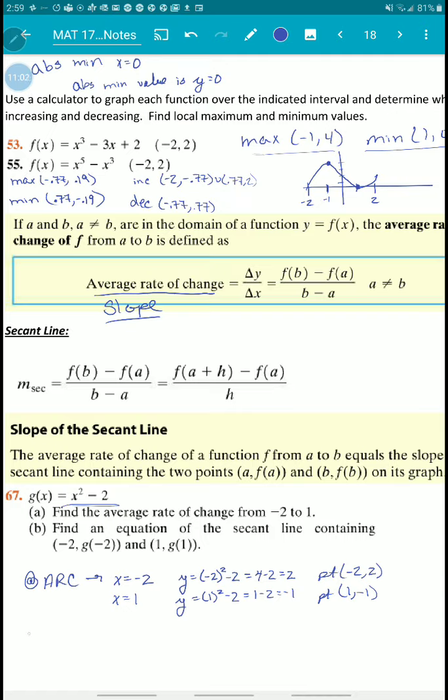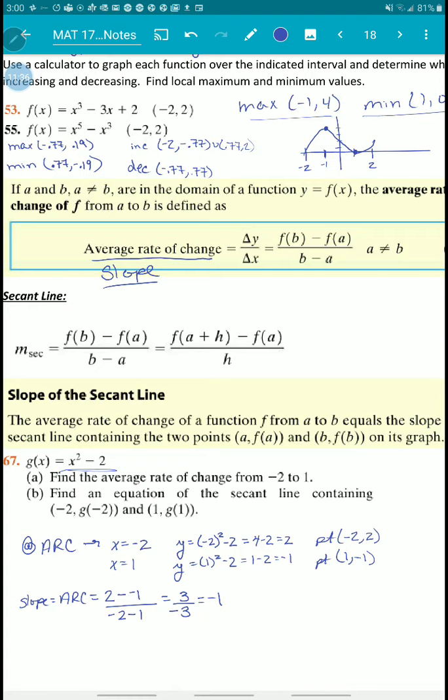So to find the average rate of change, we're really finding the slope. And it's going to be y2 minus y1 over x2 minus x1. So we're going to get 3 over -3, which is -1. So now we have the slope. We have points. Part B is asking us to find the equation of the secant line.